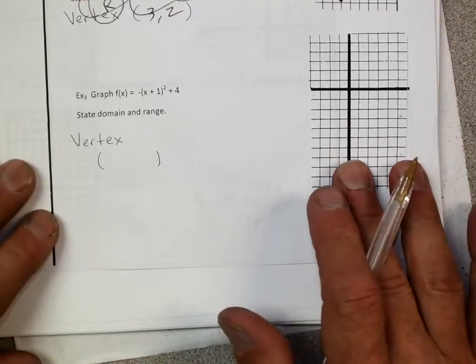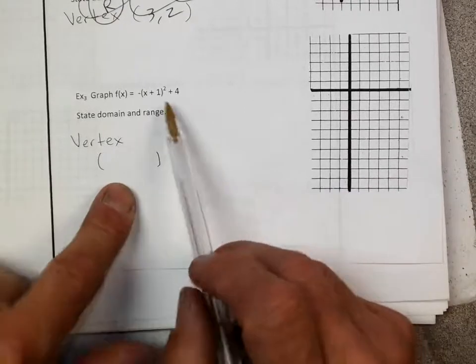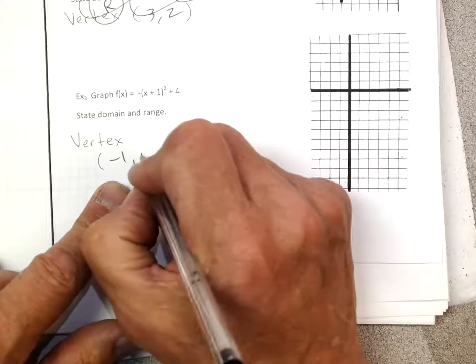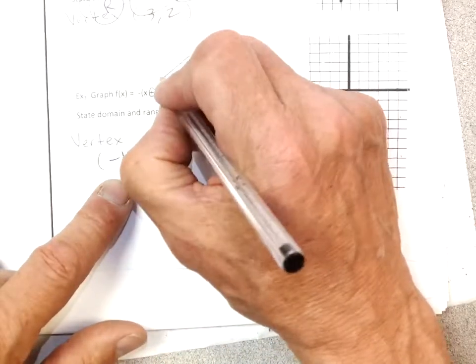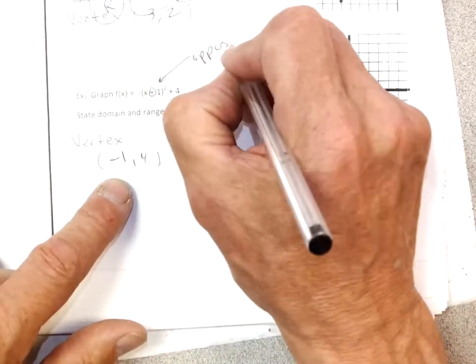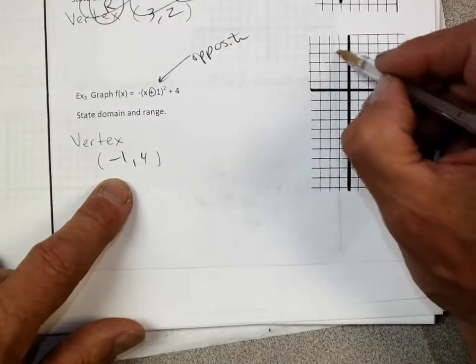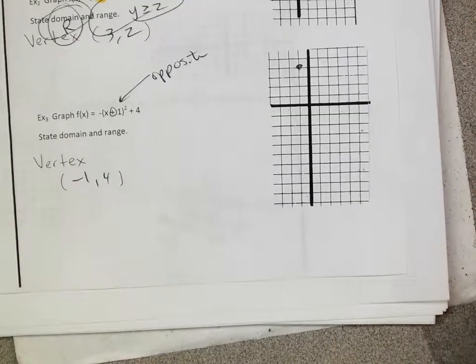Okay, so what do you know about this? First of all, what's the vertex in this one? Negative 1, 4. But you meant that, didn't you? Because we're going to do the opposite of the inside. So let's go to negative 1, 4, 1, 2, 3, 4. What else do we know about this graph?